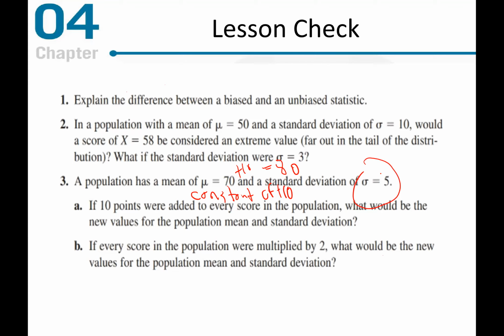Now let's look at B. If every score in the population were multiplied by 2, what would be the new value for the population mean and the standard deviation? Well, for the mean, if we multiply each score by a constant, it's going to change the mean by that same constant. So if the mean was 70, the new mean is going to be 70 times 2, which gives us 140.